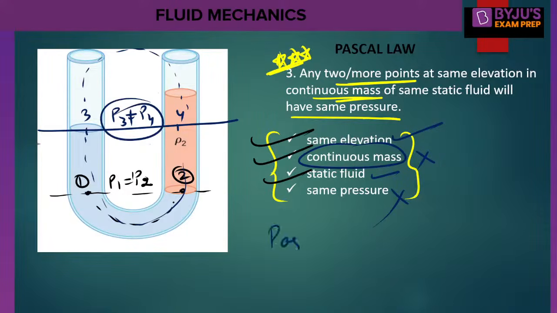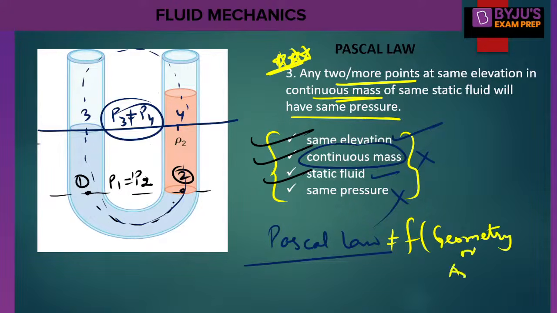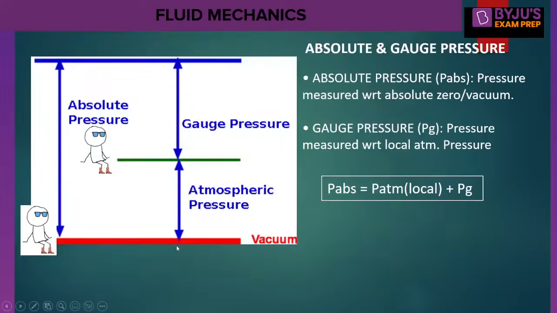So Pascal law is not related with the geometry or area of the tube. Whether A1 is equal to A2 or A1 is not equal to A2, the cross-sectional area might be the same, the cross-sectional area might be different. It does not matter, but P1 will be equal to P2. P1 and P2 will be equal. That is the Pascal law.